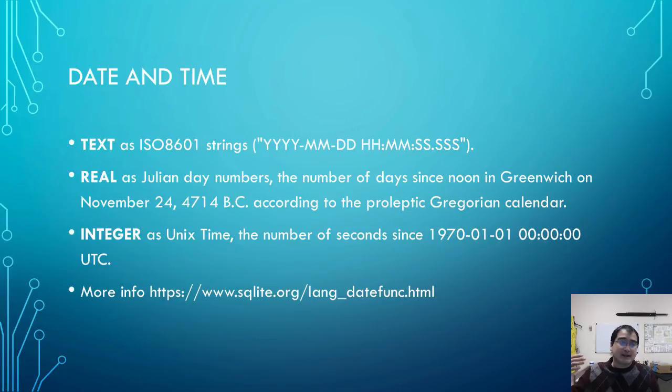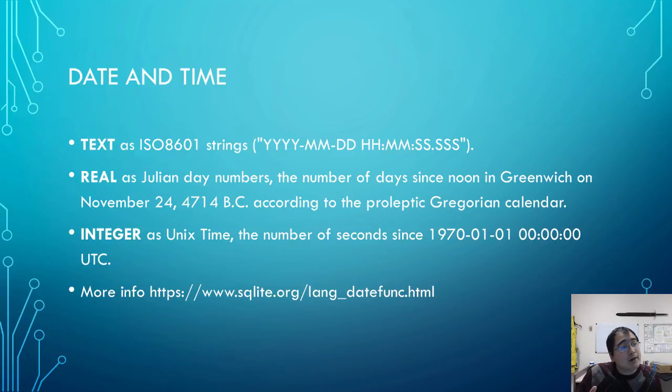For instance, as text, as these sort of strings, let's say year, month, day, hour, minute, second, fraction of a second. Or real as Julian day numbers, like number of days or number of seconds. Or integers, which is the number of seconds, for example, since the beginning of time, which was 1970, January 1st. We'll be talking a lot more about dates and times later on in the class. If you want, you can go to this link for more information.